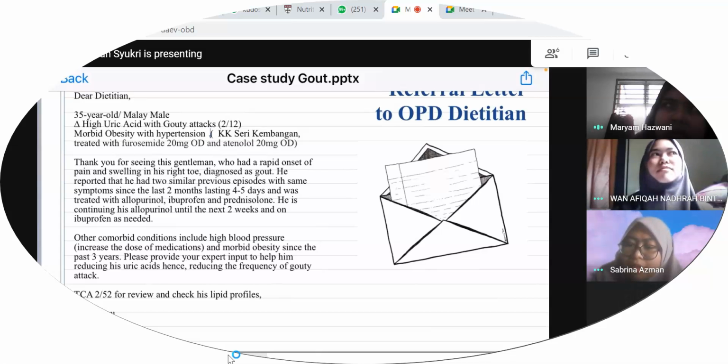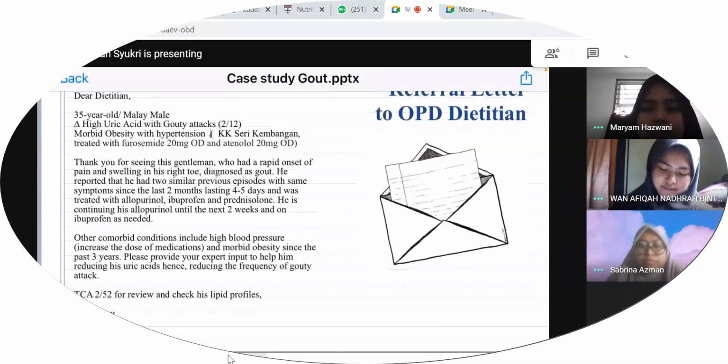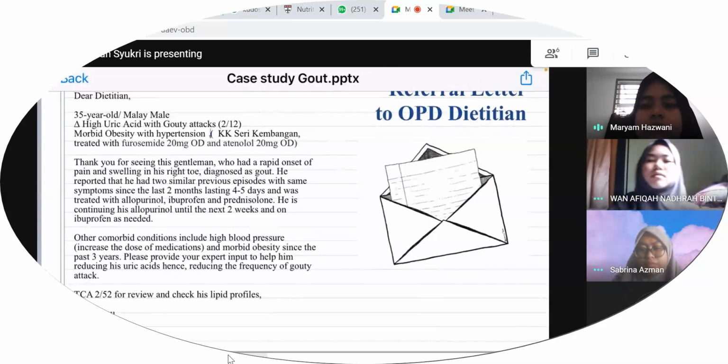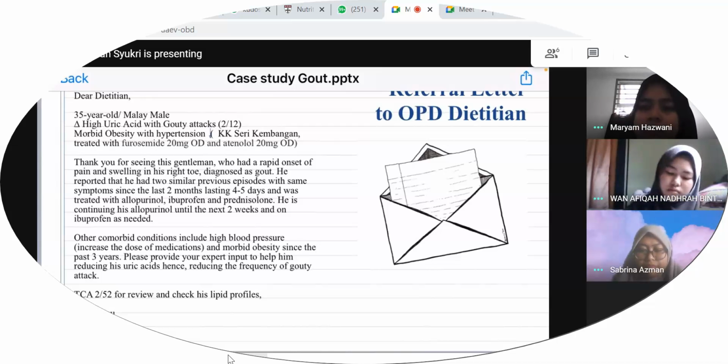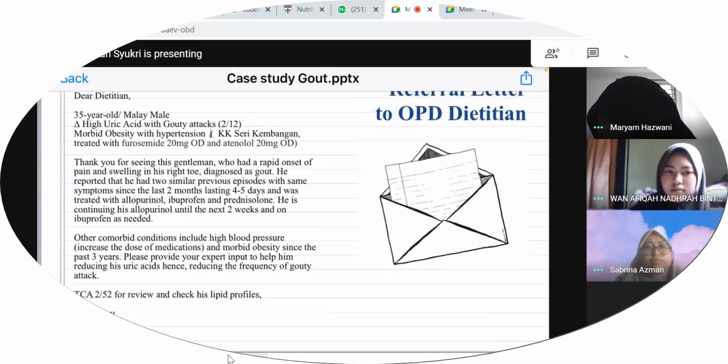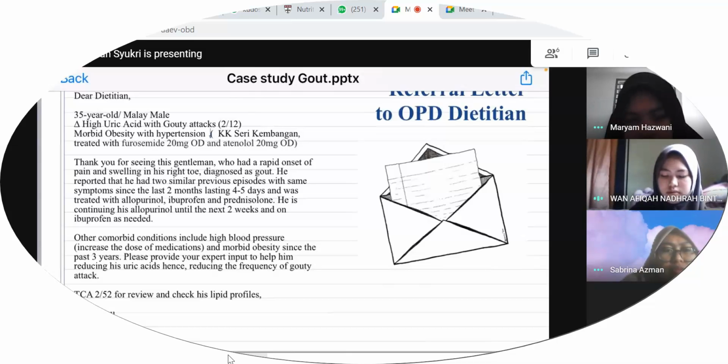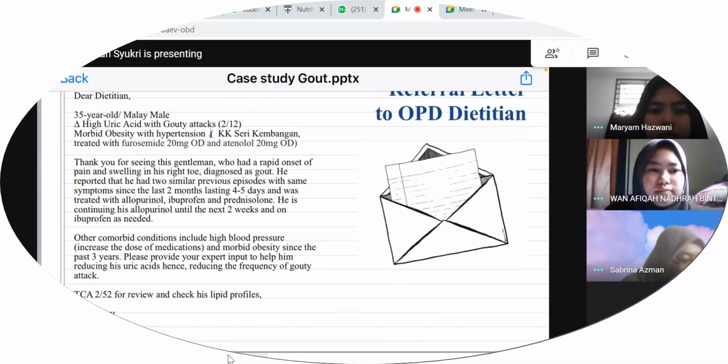Reducing or treat? Yes, there are drugs that the doctor gives just as a precaution, that is, prophylaxis. It is given even though you have not yet been affected. Allopurinol sometimes can act as that, as a prophylaxis. Try to understand what prophylaxis means. That's why, not long after, you see it says continuing his allopurinol until the next 2 weeks, and he's on ibuprofen as needed. What is the role of ibuprofen here? To reduce the hormone that causes inflammation. NSAID. What is the role of NSAID?